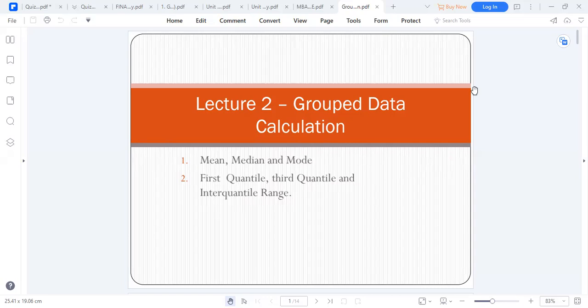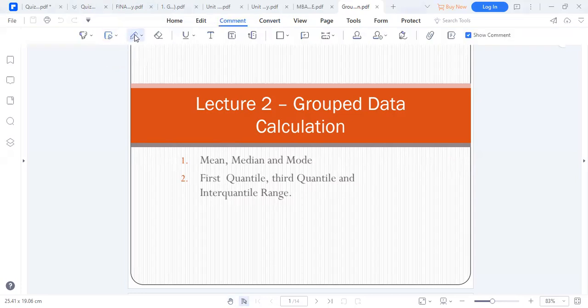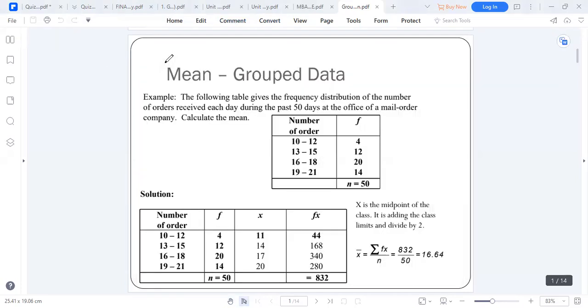Descriptive statistics dealing with group data calculations. In this study at hand, we shall look at how grouped data can be used to calculate the mean, the mode, the standard deviation. So mean basically is the average. Whenever data is compiled and put into frequencies, we call it grouped data.